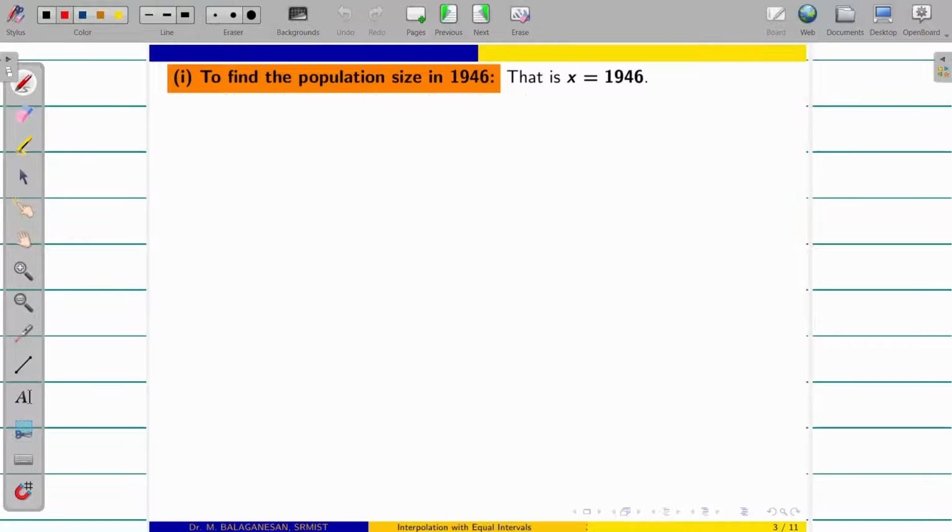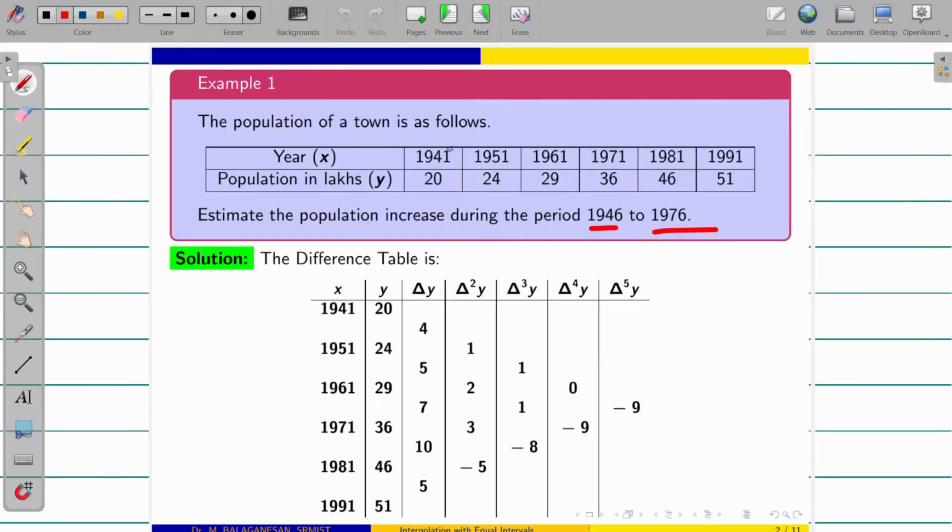Good. Now come to the problem: to find the population size in 1946. The x value is 1946. We can use Newton's forward interpolation formula. Why can you use the forward interpolation formula? Because it is lying before the middle level. That's why we can apply the forward interpolation formula.